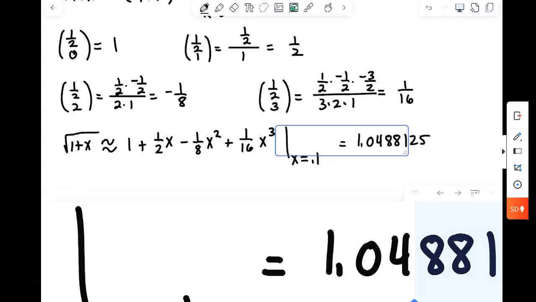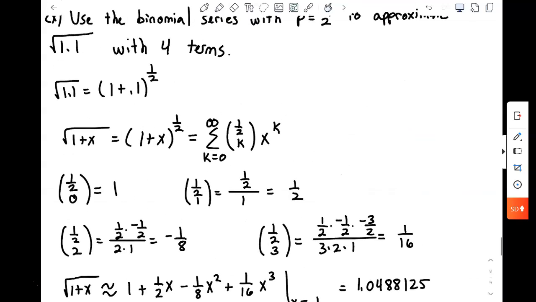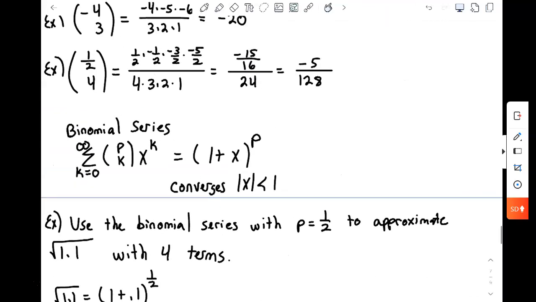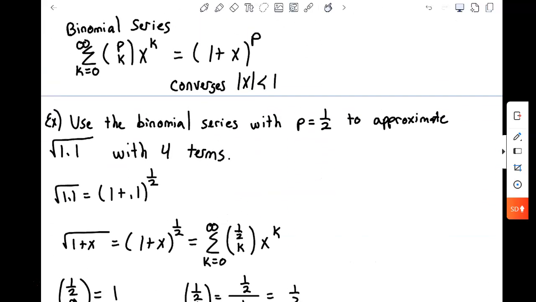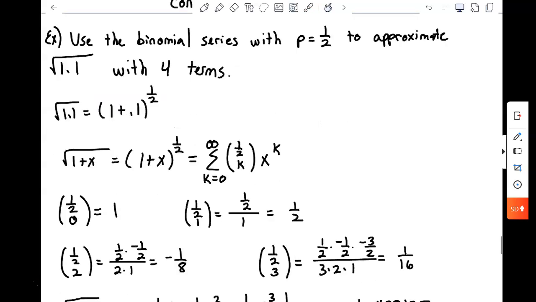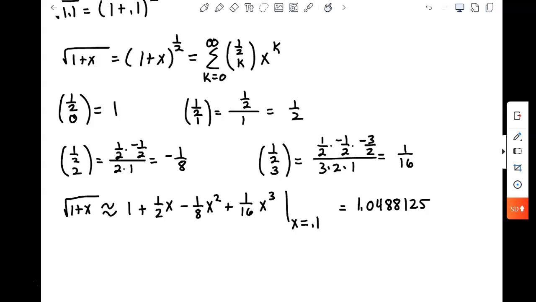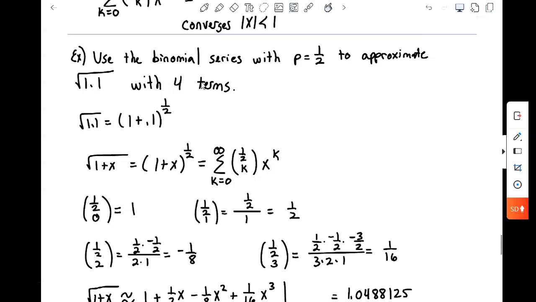Okay, so that's just an example of using the binomial series, the power series, and cutting it off, approximating it. We did a similar thing with the square root in the past with Taylor polynomials. All right, so that is an example of using our binomial series to approximate something.